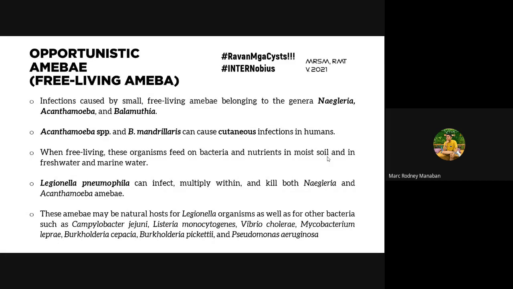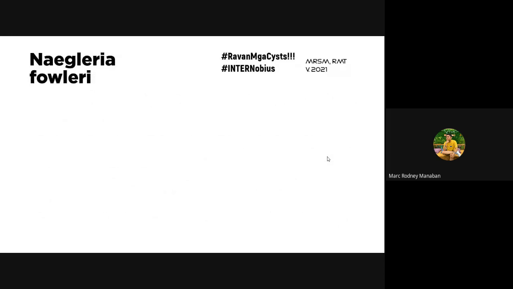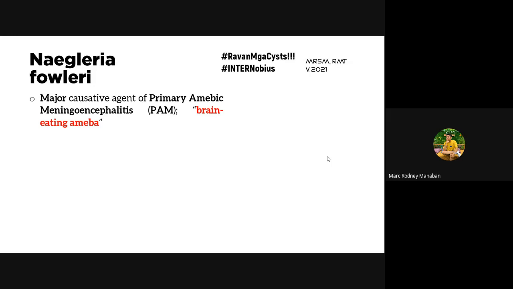Okay, so that's the introduction to our opportunists, or your free-living amoeba. Now we'll start with the first free-living amoeba, your Naegleria fowleri. Naegleria fowleri is the causative agent of your PAM. As in your pretest, the major causative agent of primary amoebic meningoencephalitis is Naegleria fowleri, and it's considered your brain-eating amoeba.